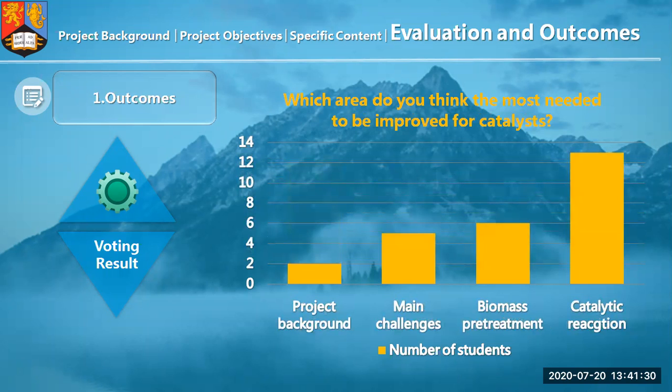The last question is, which area do you think is most needed to be improved for a catalyst? Maybe the professional knowledge is difficult for them to understand. The two essay questions are, what do you think of the sustainable fuel, and do you think the experiment needs to be improved? Which part?